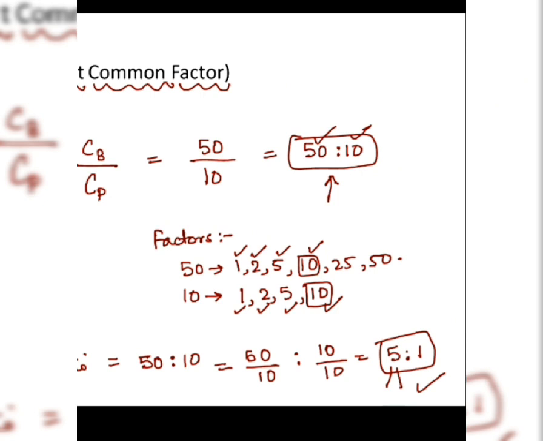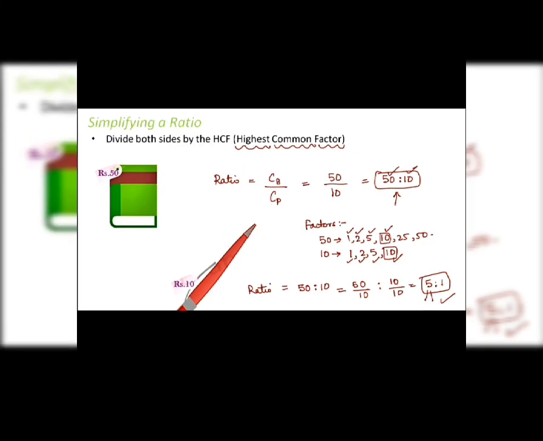Now, is this in its simplest form? Yes, because the factors of 5 are 1 and 5, and the factors of 1 are only 1. That means the only common factor of 5 and 1 is 1. They don't have any other common factor other than 1. So 5 is to 1 is in its simplest form.